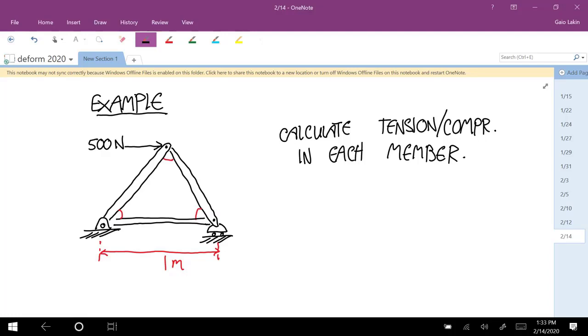Just because you have a structure that you want to calculate the external loads of the members for doesn't mean that it's appropriate to use the truss approach.